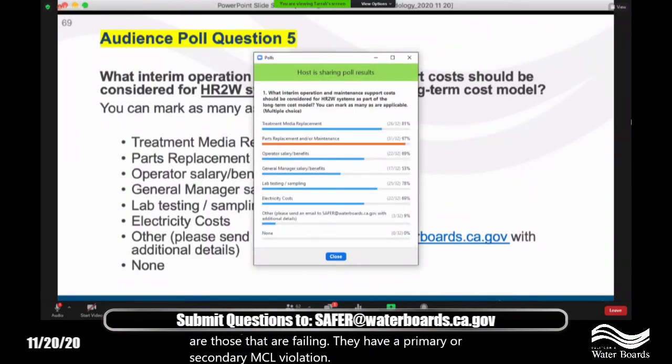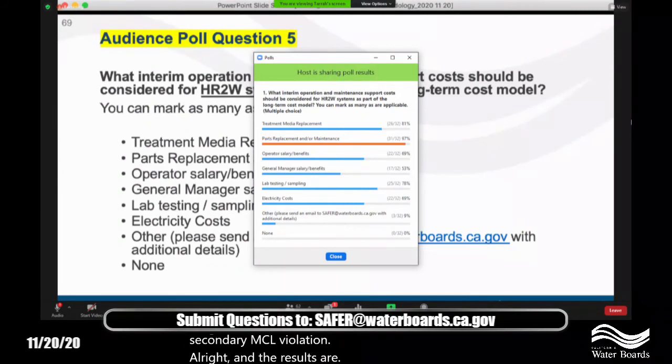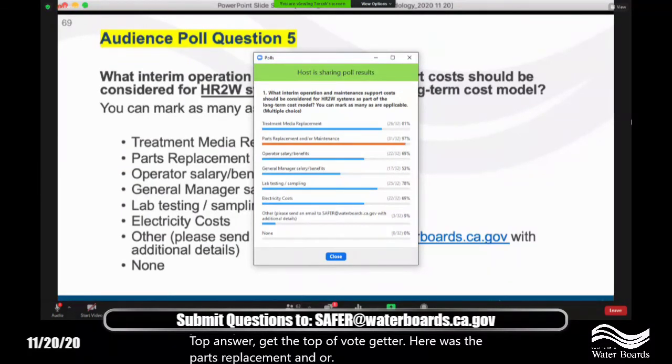All right, and the results are back. So the top vote getter here was the parts replacement and/or maintenance at 97% of the votes. And remember, people could vote for more than one, so this adds up to more than 100%.